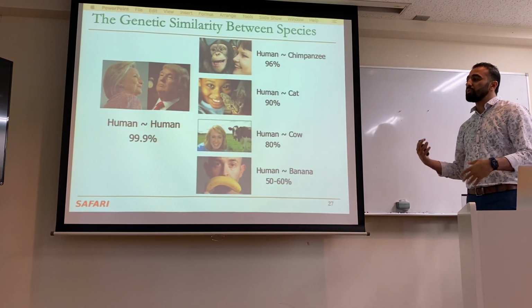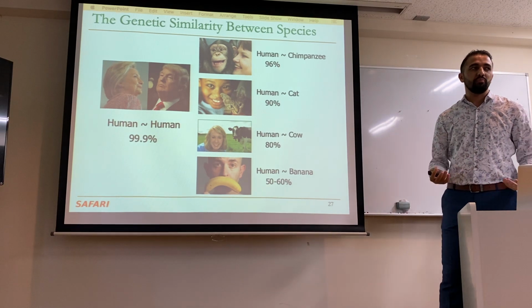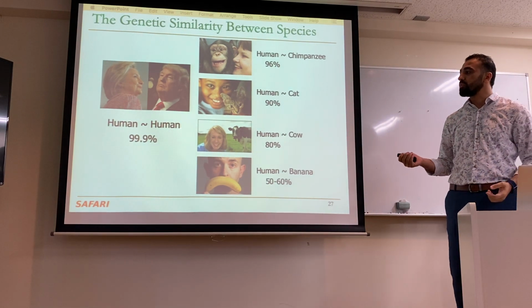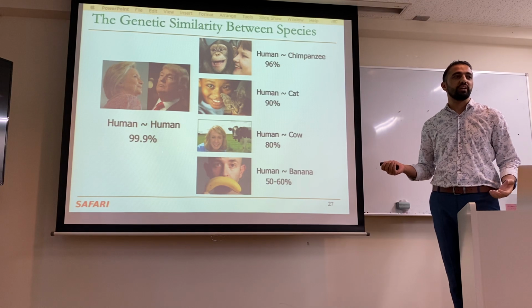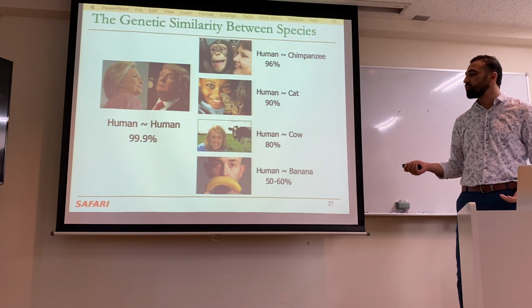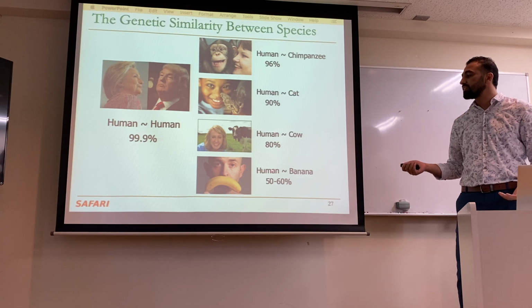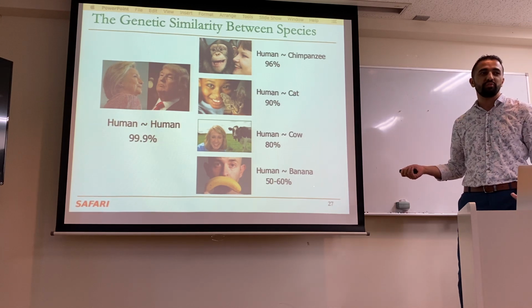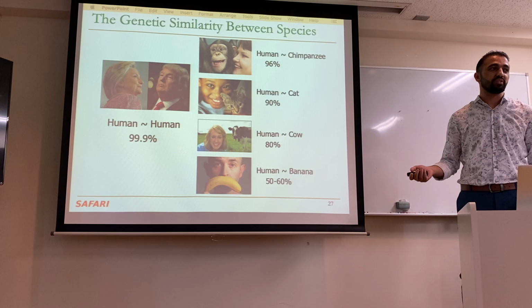And when we compare species at the same level, the same kingdom, the similarity is really high. So we are expecting only around 0.1% differences. And when we compare species from different types, like human and banana, for example, we have 50 to 60% similarity.